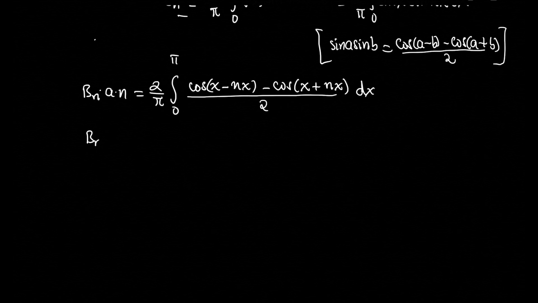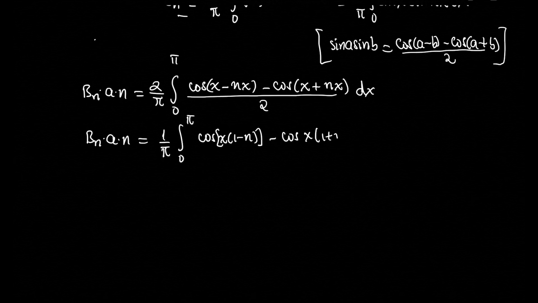Then you have bn times a times n equal to 1 over pi, integral from 0 until pi, of cos x(1 minus n) minus cos x(1 plus n).